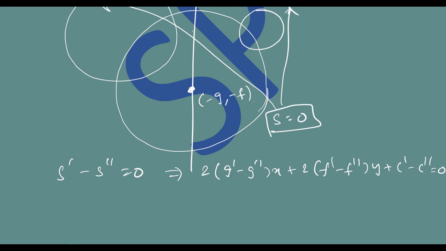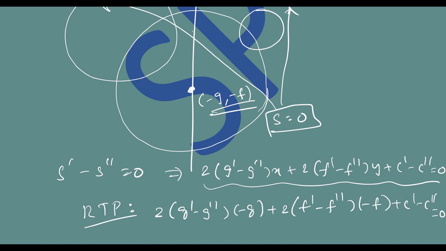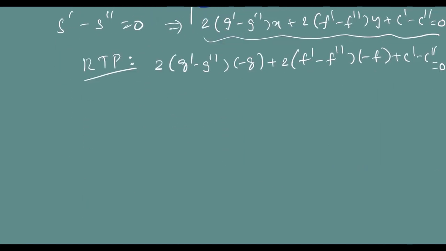Now I am going to prove that this satisfies the point (-g, -f). Means it passes through center of the circle S = 0. That's what I am going to prove. So to prove that it satisfies (-g, -f), what should I prove? 2(g' - g'')(-g) + 2(f' - f'')(-f) + c' - c'' = 0. That is required to prove. So if I prove this, the theorem will be over.